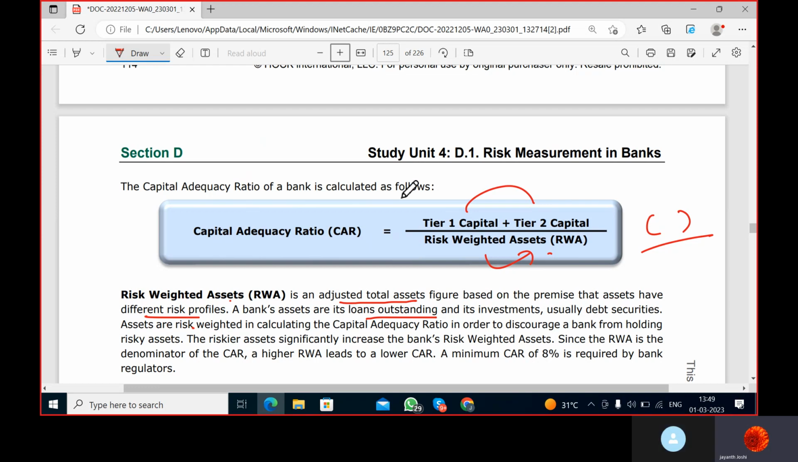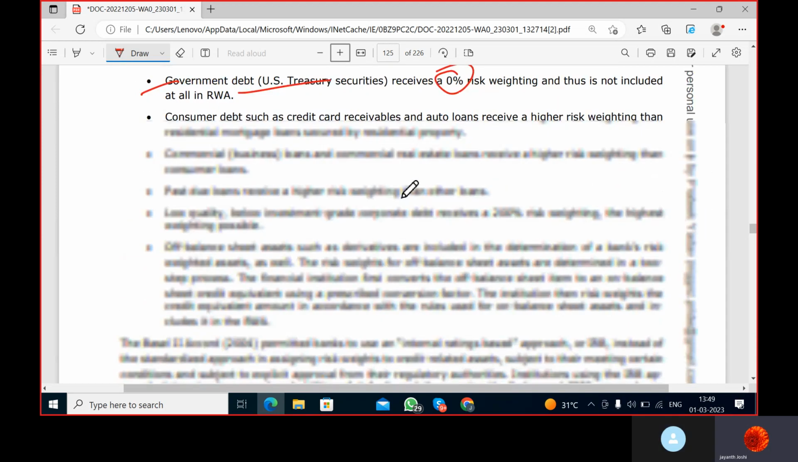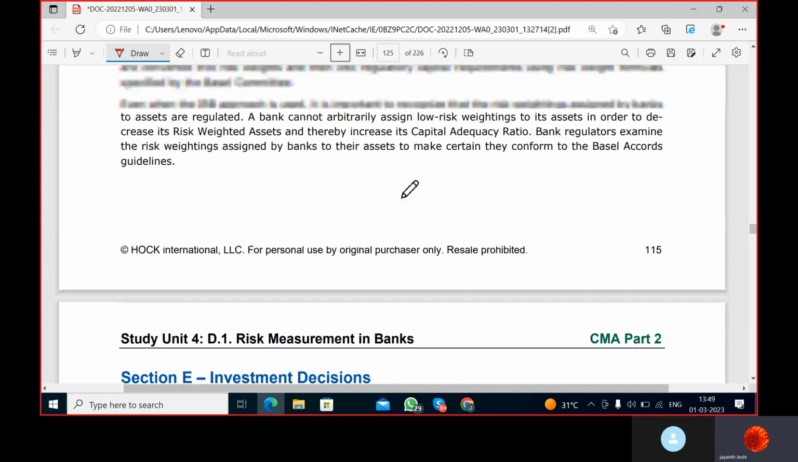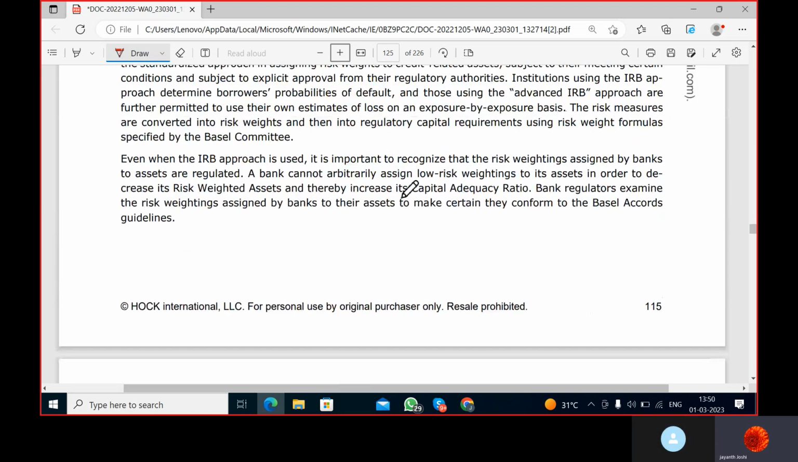So risk weighted assets, in the sense the risk weightage is given by some institutions, like how much risk and rating you have to give. So it differs from country to country. Okay, I'm just taking some example.